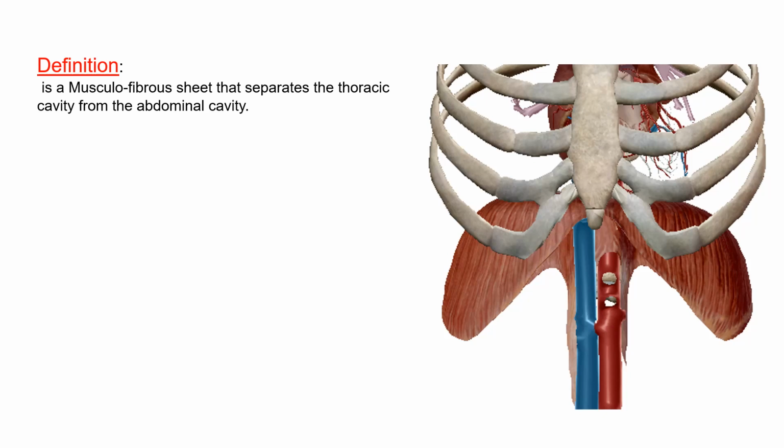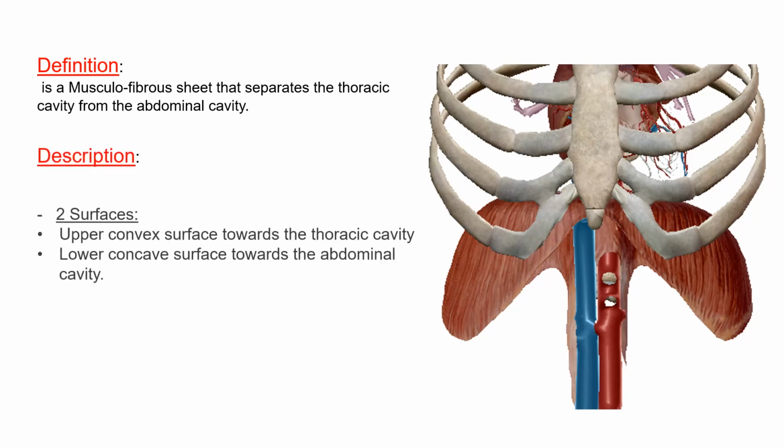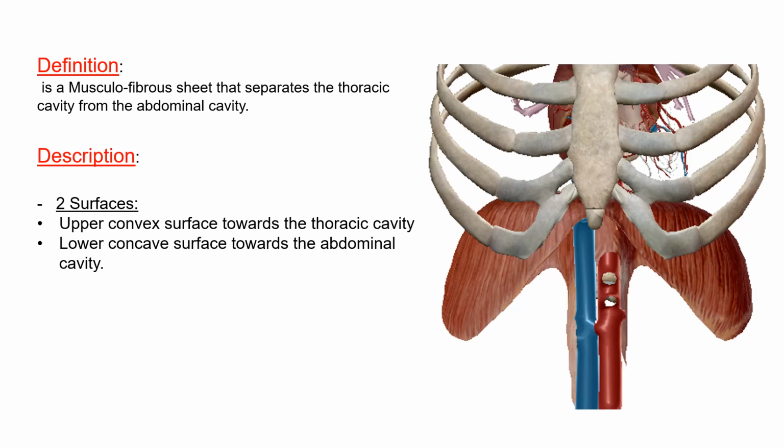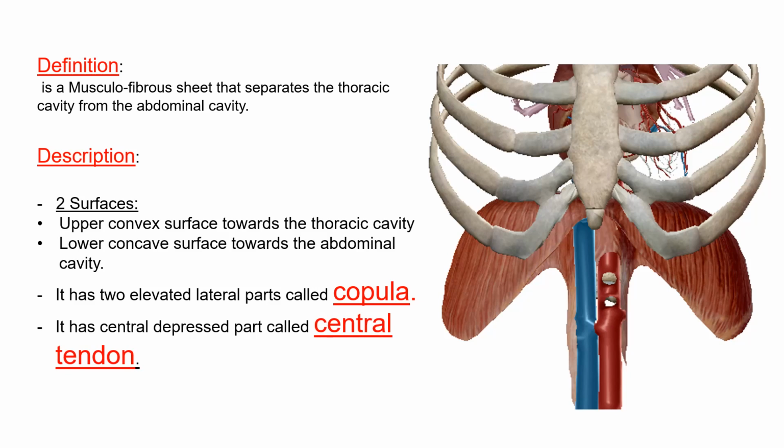By definition, the word diaphragm means septum. So, it is a musculofibrous sheet that separates the abdominal cavity from the thoracic cavity. Description: it has two surfaces, an upper convex surface towards the thoracic cavity and a lower concave surface towards the abdominal cavity. It has two lateral elevated parts called cupolae. It has a depressed central part which is called the central tendon.